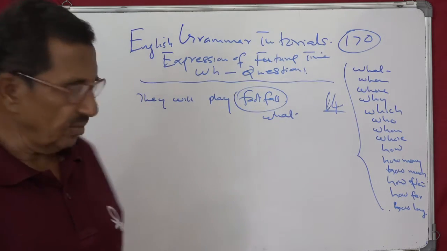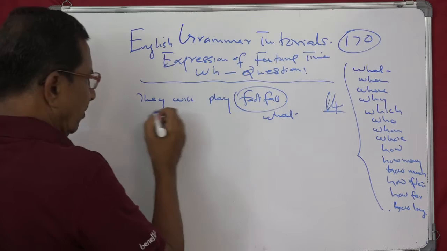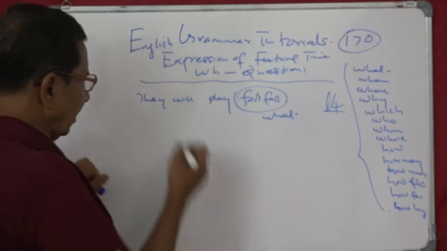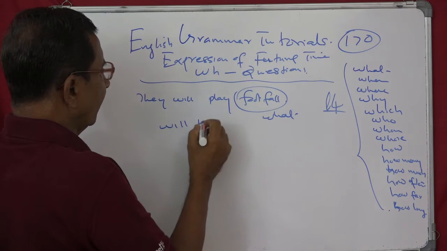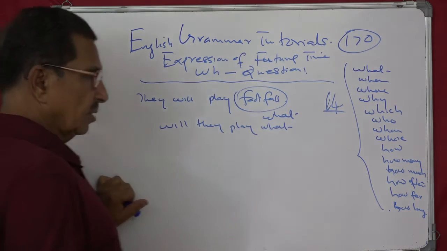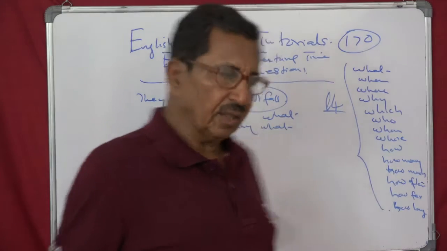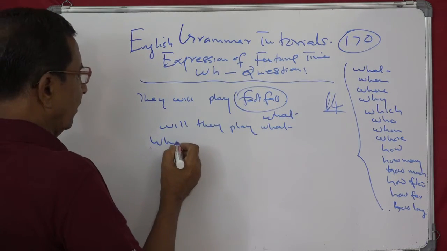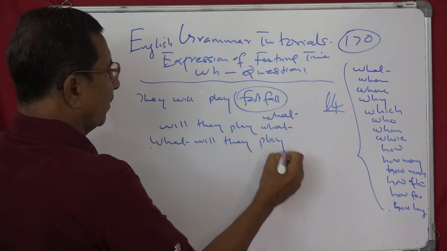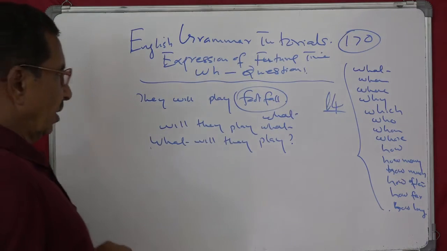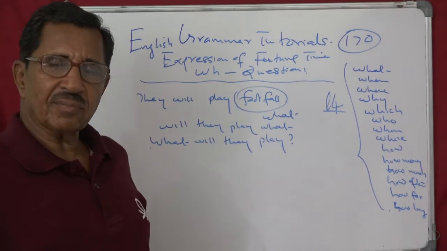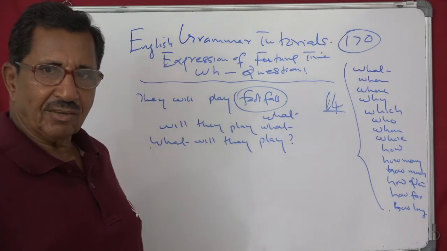The right question word you have to find out, and then first change this into a yes or no question. That will be, will they play what? A question should start with a question word, and therefore we say, what will they play? That's it. So the answer will be, they will play football. Or if it is handball, they will play handball. If it is chess, they will play chess.